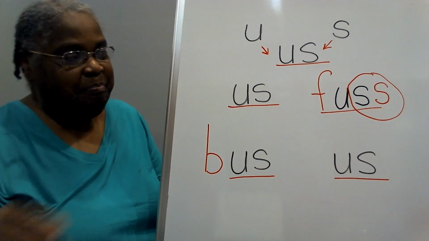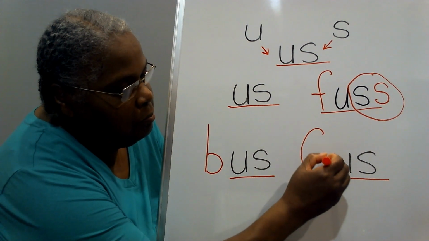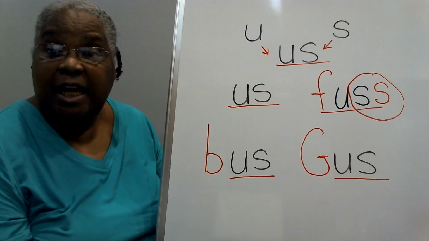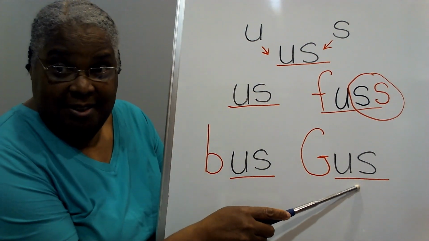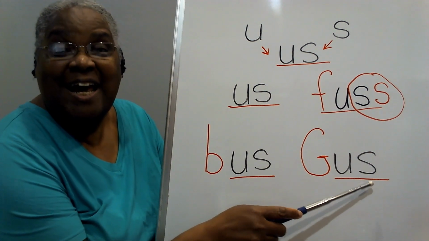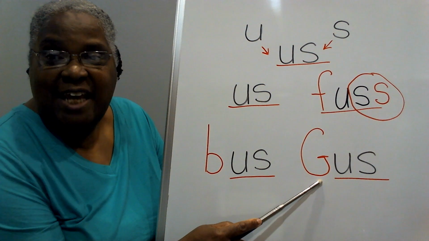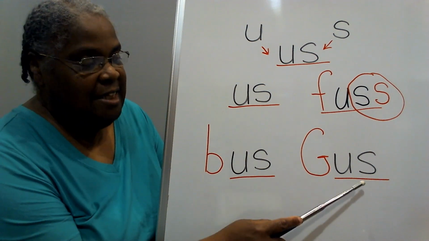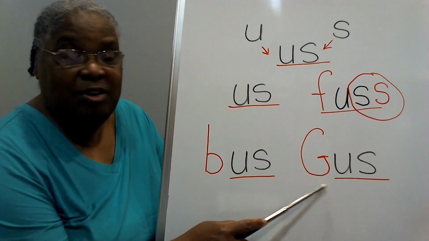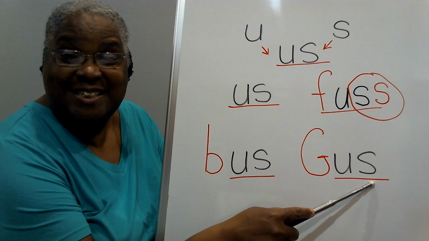When we put the letter G at the beginning of the blend, us, we form the word Gus. Let us sound out the word together. Say the G sound, G. Say the sound of the blend, us. Now say the G sound and the sound of the blend together smoothly, Gus.